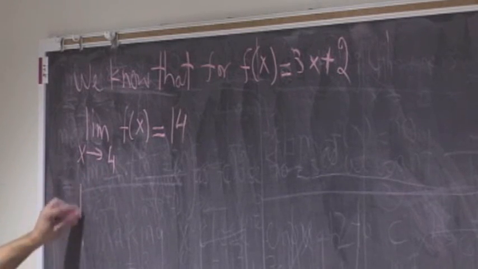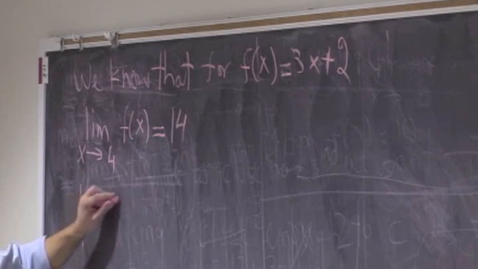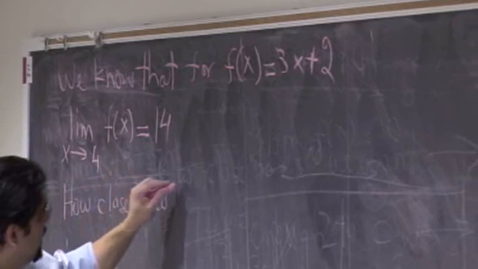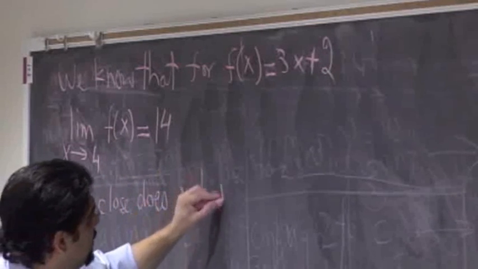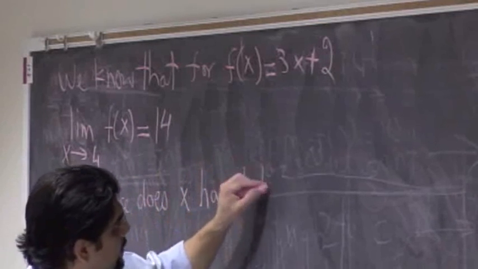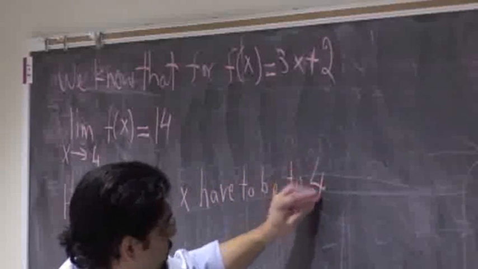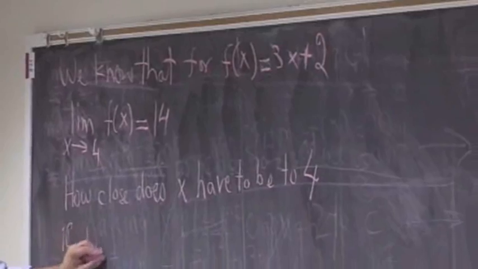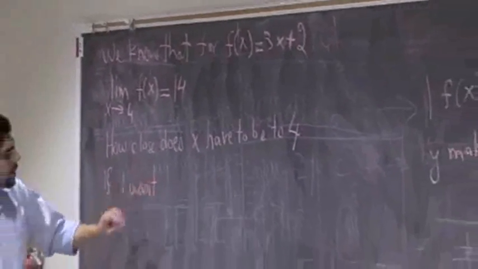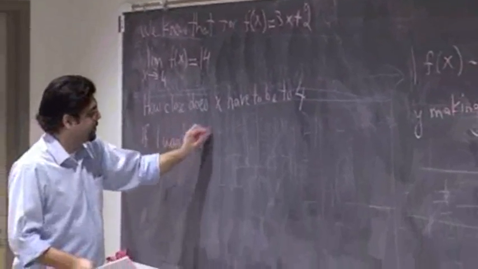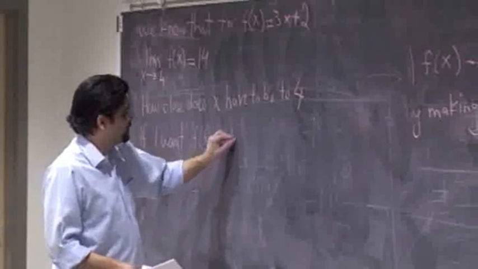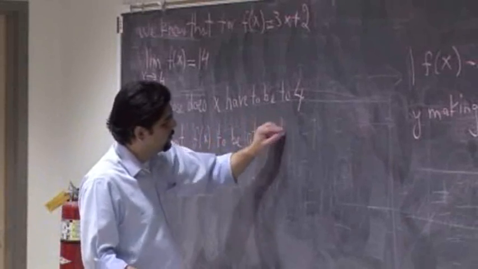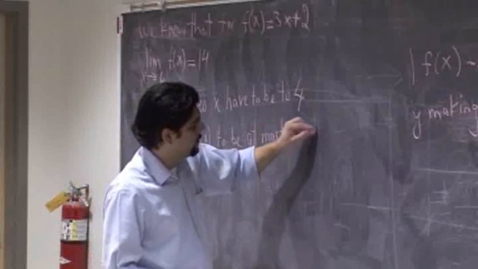So here's a question. How close does x have to be to 4 if I want f of x to be at most 2 units?